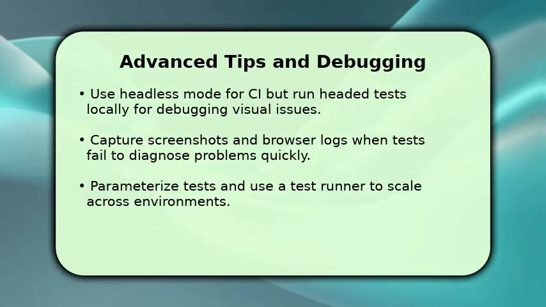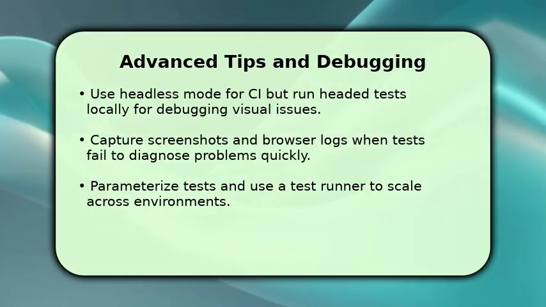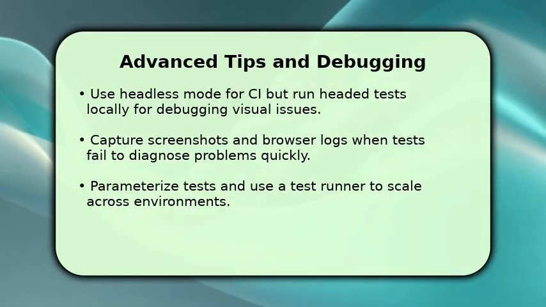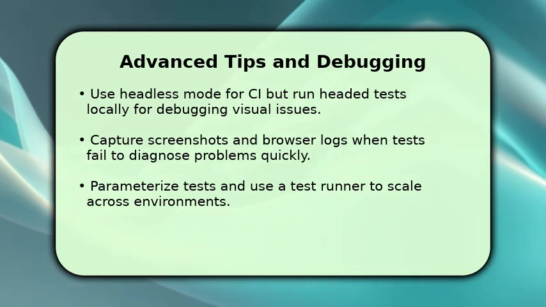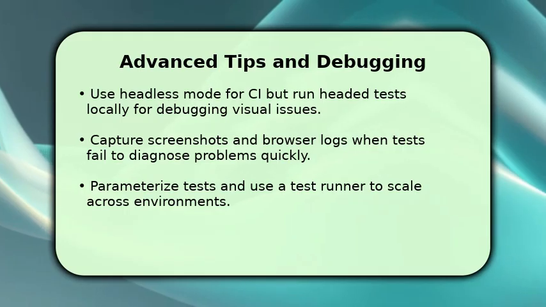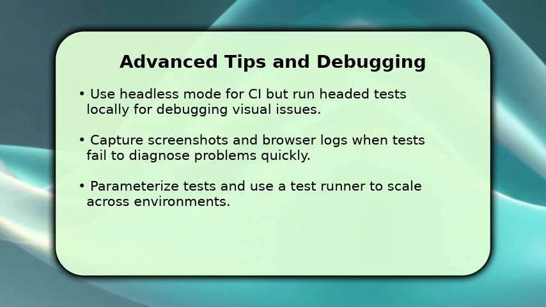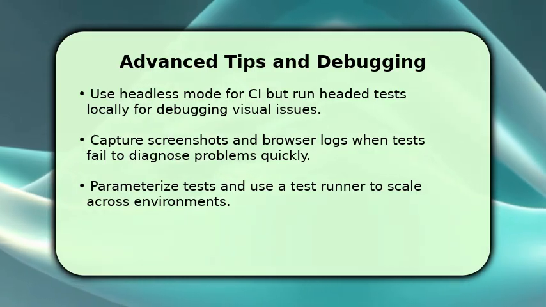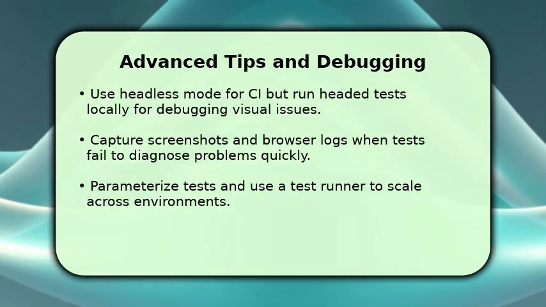Enable verbose logging and capture screenshots on failure to simplify debugging. Switch between headless mode for CI pipelines and headed mode for local troubleshooting. Parameterize browser options and reuse setup code to reduce repetition, and run tests through a test runner for parallelization. Finally, keep dependencies pinned and update drivers regularly to prevent unexpected breakage.